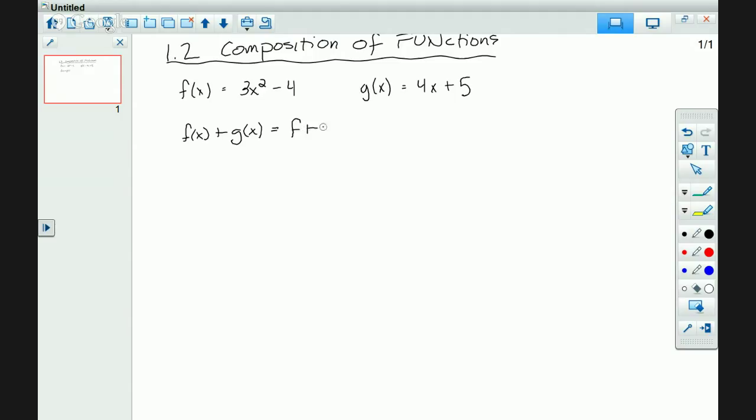You'll probably see this notation as well. This is the same thing. All right. You just add them together. Pretty straightforward. You add like terms, so we're combining like terms here.